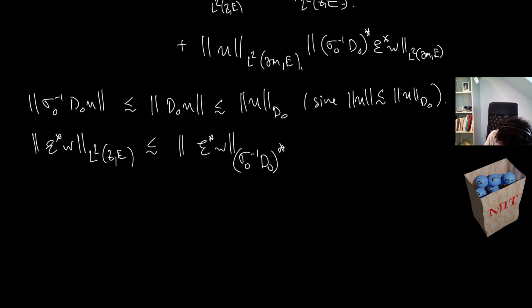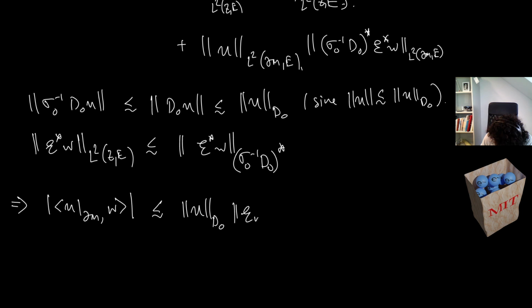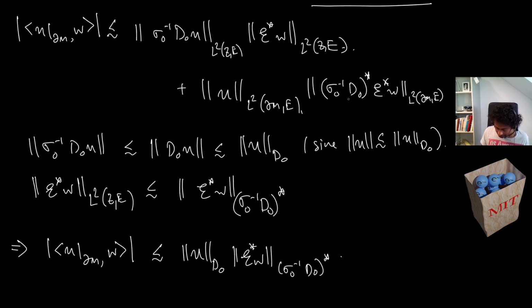Okay, so what does that yield? That yields for us that u restricted to the boundary, w, is now controlled by u d naught against E w star sigma inverse d naught star. So both of them are controlled in this way, right? Because obviously this one is controlled by this, and obviously this one is controlled by this operator norm, because this contains the homogeneous part and this is the inhomogeneous part that gets controlled.